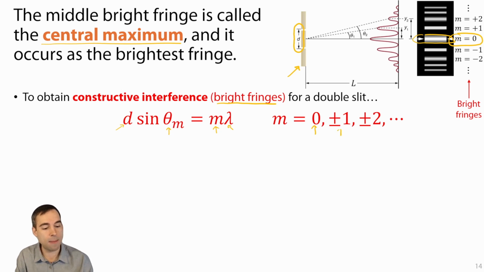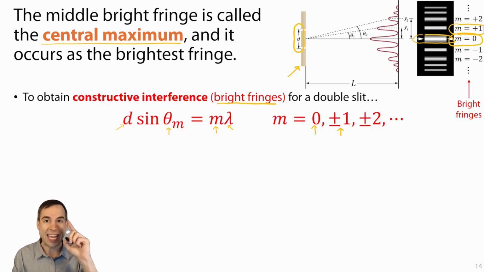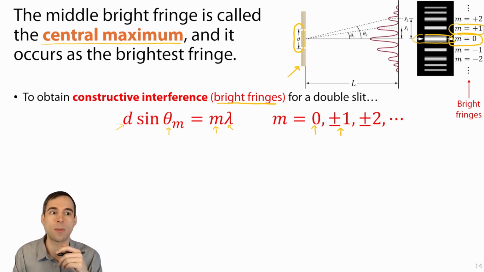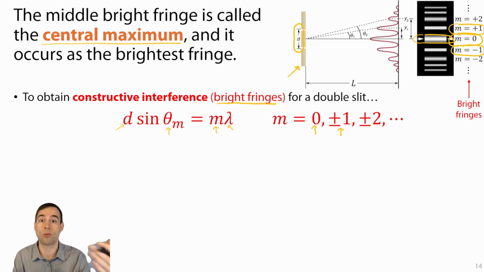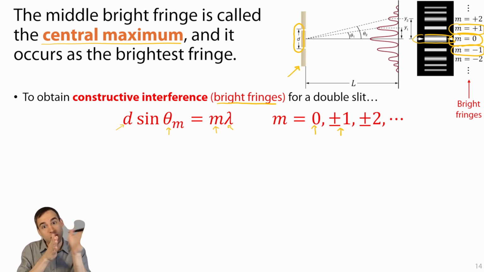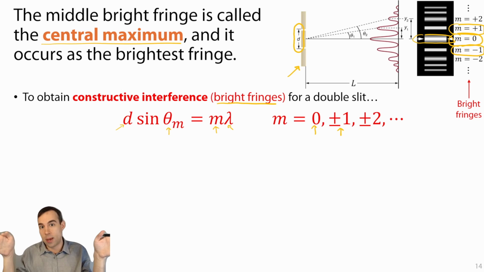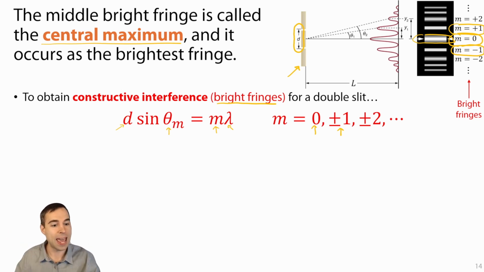But if I just say m equals +1, that means that I'm looking at the bright spot that is one place next to the central maximum. And if I was to look at the m equals -1, that means that I'm looking at the bright spot in the other direction from the central maximum right next to it. So m equals 0 is the middle bright spot. m equals +1 is the bright spot right next to it, and m equals -1 is the bright spot right next to it in the other direction, and then it moves outward from there. +2 and -2 is farther spread, and so on.